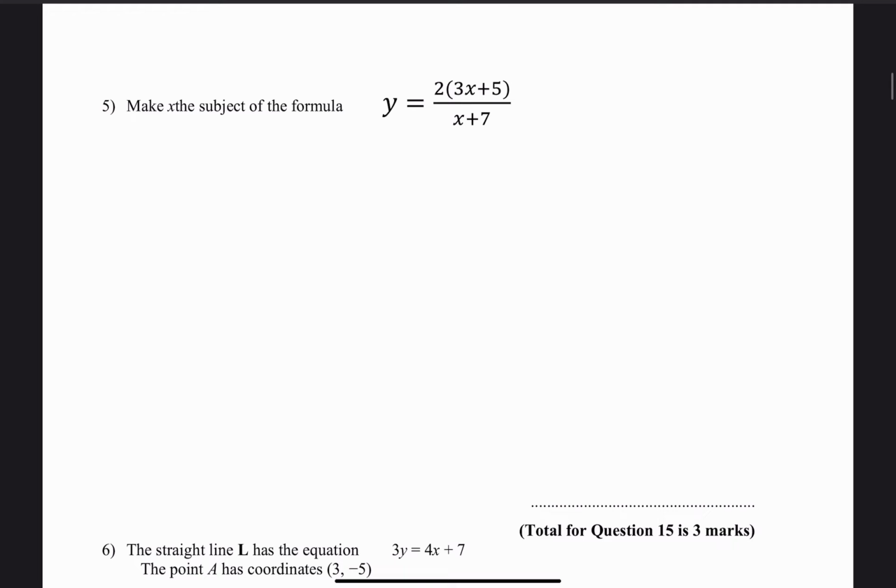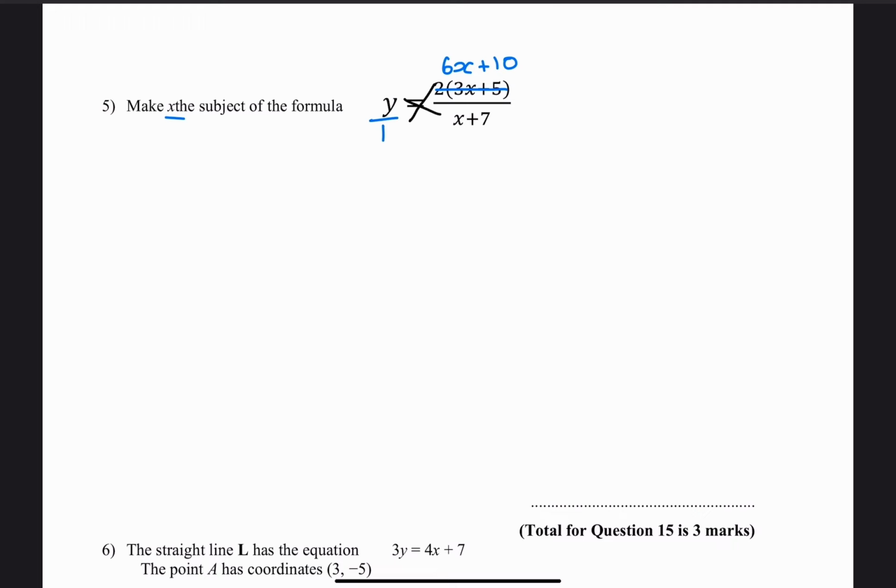Making the subject. Okay, you want to make x the subject of this formula, right? But there is a bracket on this side. Can you see this bracket? Okay, what do you do with the bracket? Just expand the bracket. Crisscross it. So that's 6x plus 2 times 5 is 10. Okay, but I don't have a fraction on this side, so y means y over 1. Let's cross multiply here and here like that.